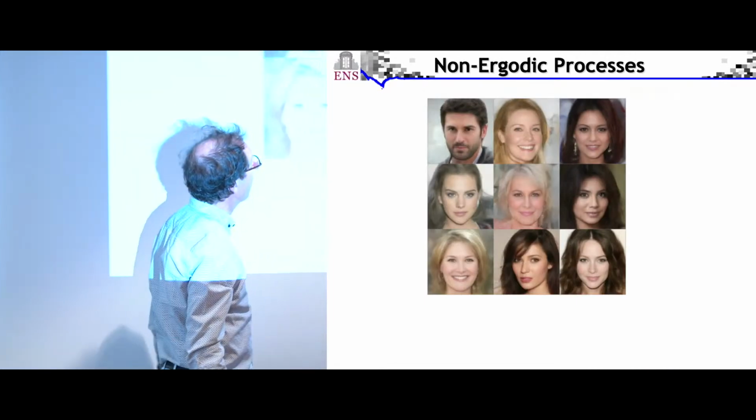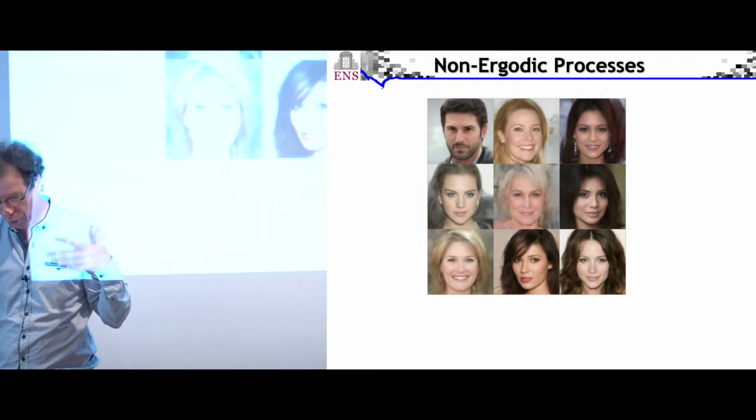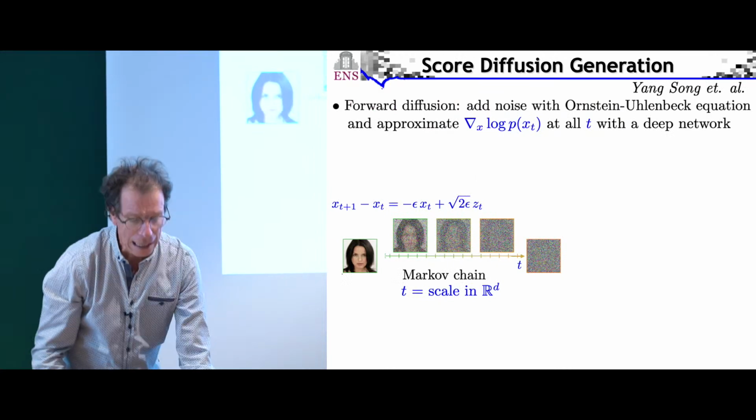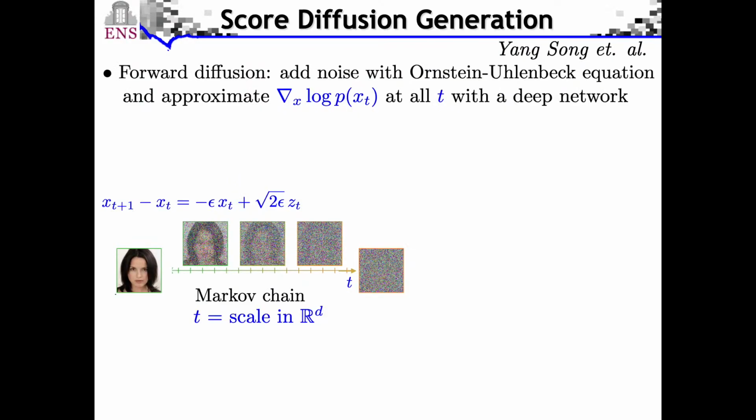Let me now finish by moving to faces, or structured images, which are typically non-ergodic. Here I'm going to use the score diffusion approach, which has been described before. So let me just remind you. The idea is you take an image and you run an Ornstein-Uhlenbeck process, which essentially adds white noise until the white noise dominates. You essentially converge to a Gaussian white noise.